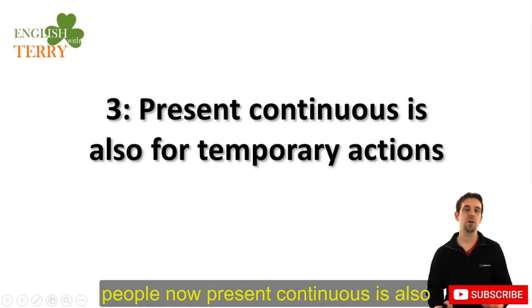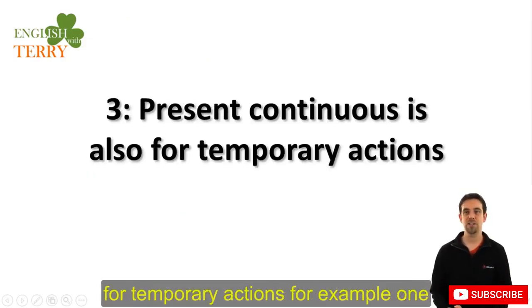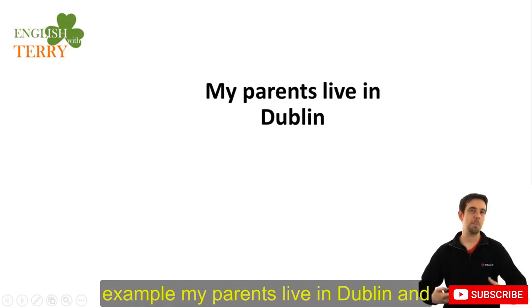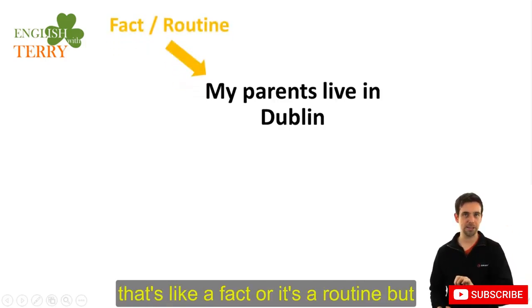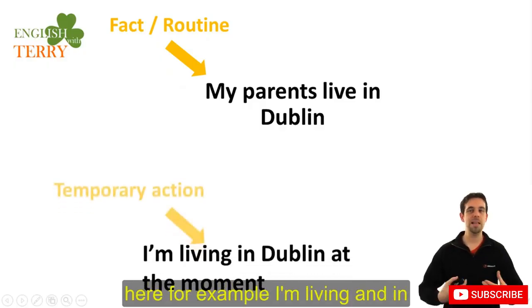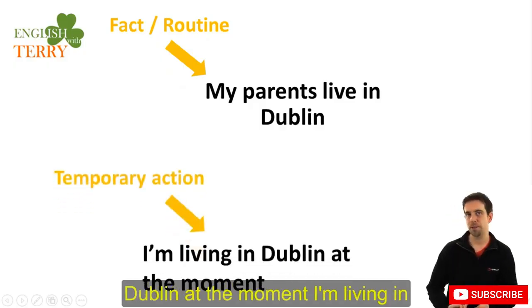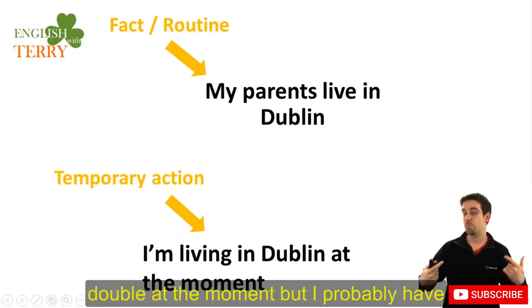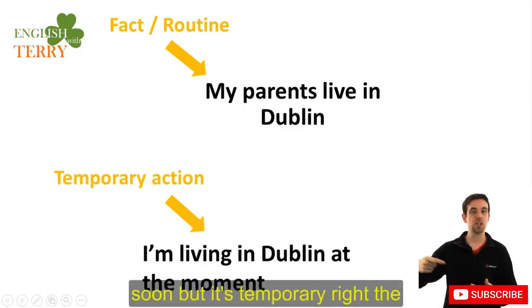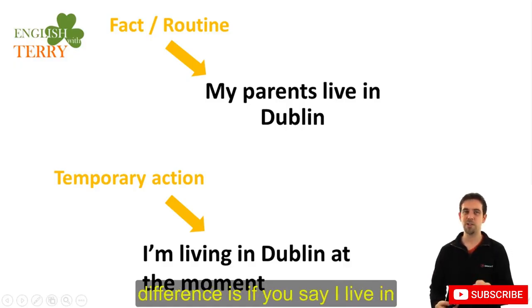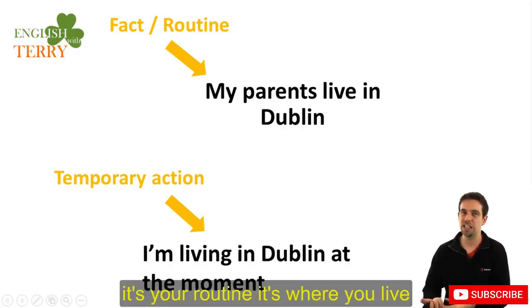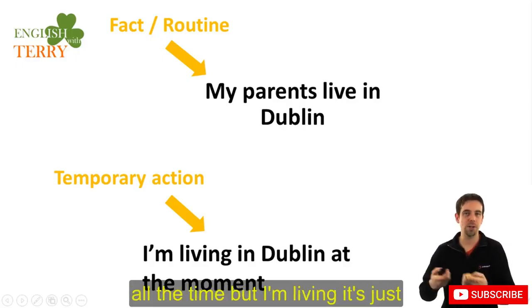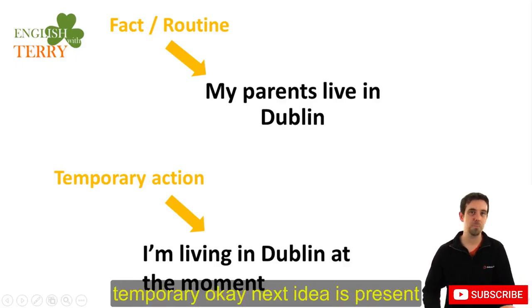Now, present continuous is also for temporary actions. For example, my parents live in Dublin. And that's like a fact or it's a routine. But here, for example, I'm living in Dublin at the moment, but I probably have plans to change soon. It's temporary, right? The difference is if you say, I live in Dublin, it's permanent. It's your routine. It's where you live all the time. But I'm living, it's just temporary, okay?